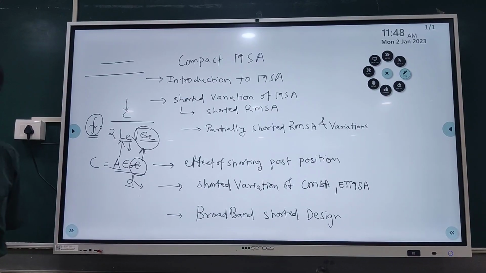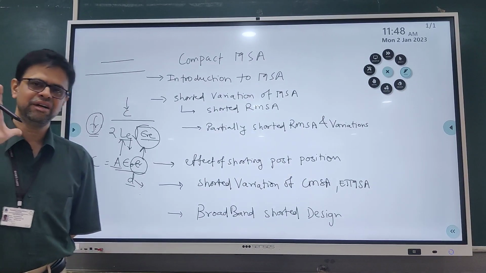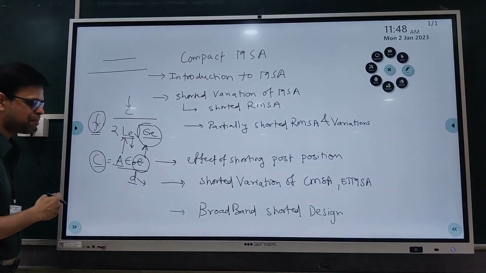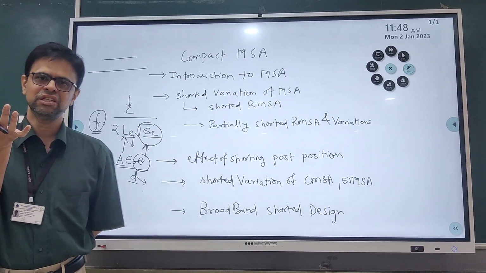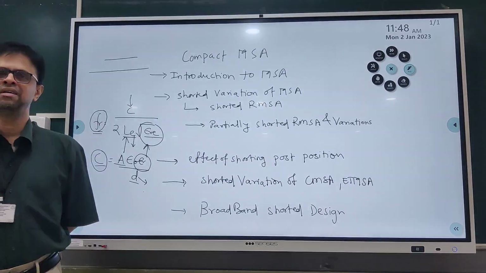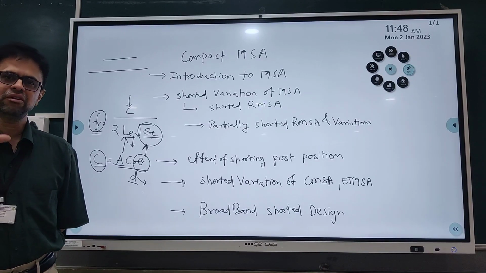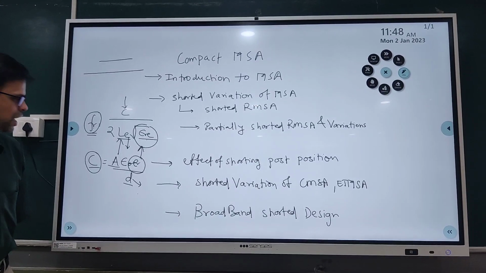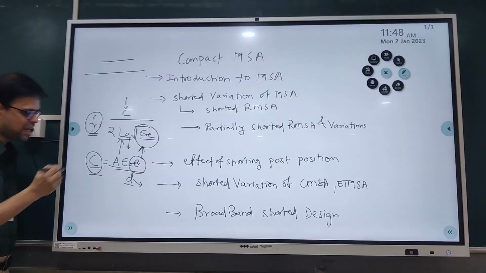So if I use a very large dielectric constant, then definitely the capacitance, the capacity to store the charge within the cavity, will increase. The ultimate job of the microstrip antenna is to radiate the energy, not to store the energy. So I need to minimize this as much as possible.